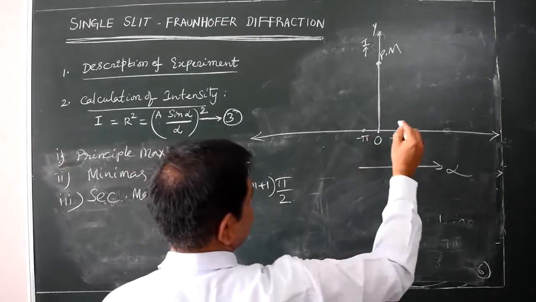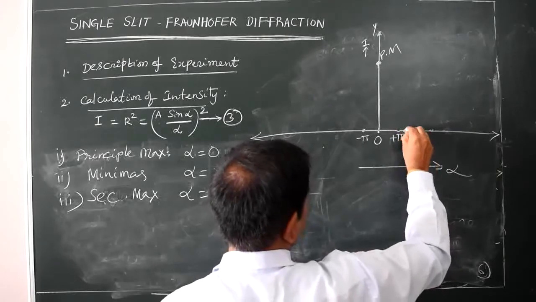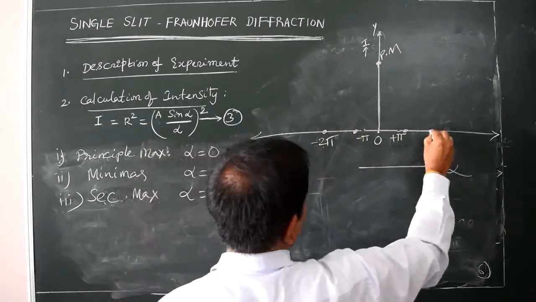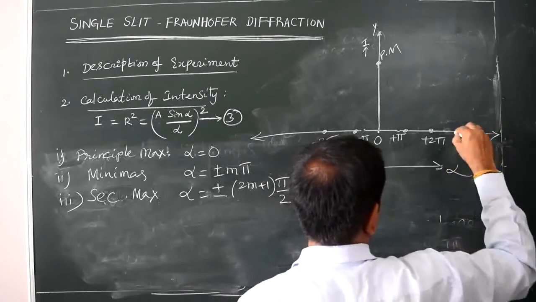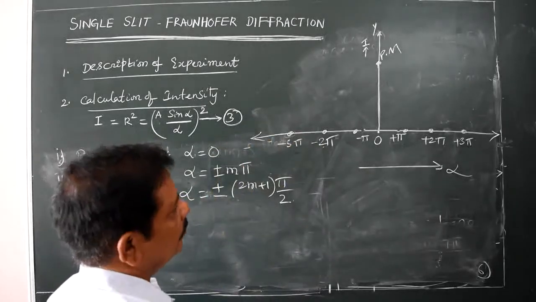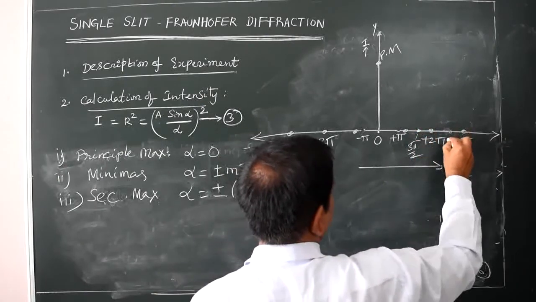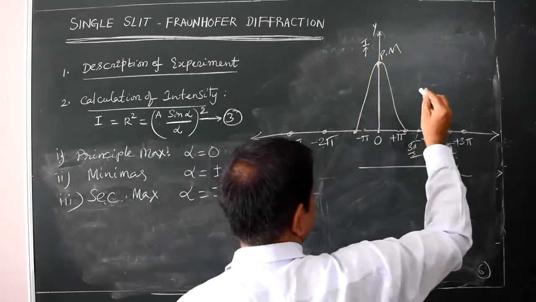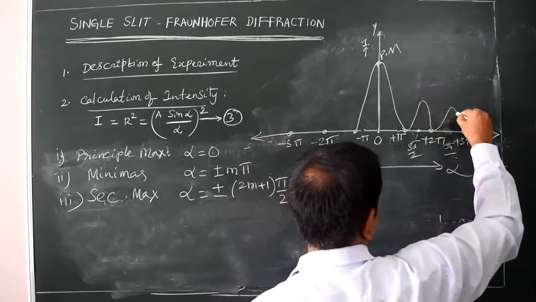This is the first one. And next, this is taken as 2 pi, this is minus 2 pi, this is plus 2 pi. Next, plus 3 pi, this is minus 3 pi and so on. Now, this is 3 pi by 2, this is 5 pi by 2 and so on. So the principal maxima is like this. This is minimum, and here the principal maxima is like this. Then minimum, then like this, minimum like this.